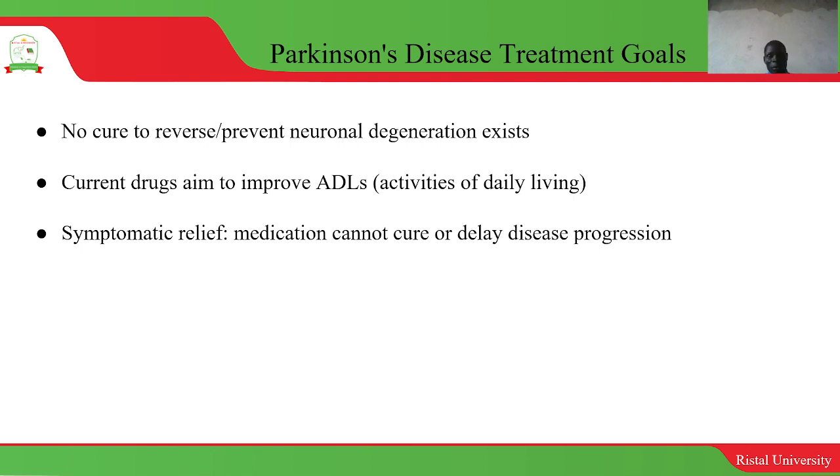Let's look at what the treatment goals are. We have already looked briefly at what Parkinson's is and what leads to it, but how can we treat it? We know very well that there is no cure to reverse or prevent the neurological degeneration that already exists. The current drug regimens aim to improve just the activities of daily living of this particular person, ADLs and so on. Normally what is done is just symptomatic relief. Medications cannot cure or delay the progression, but at least they improve the symptoms, and then the person is able to manage activities of daily living.